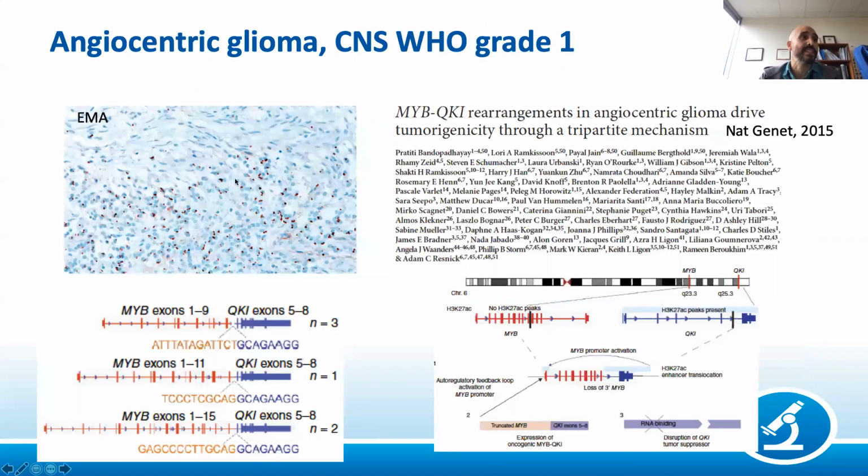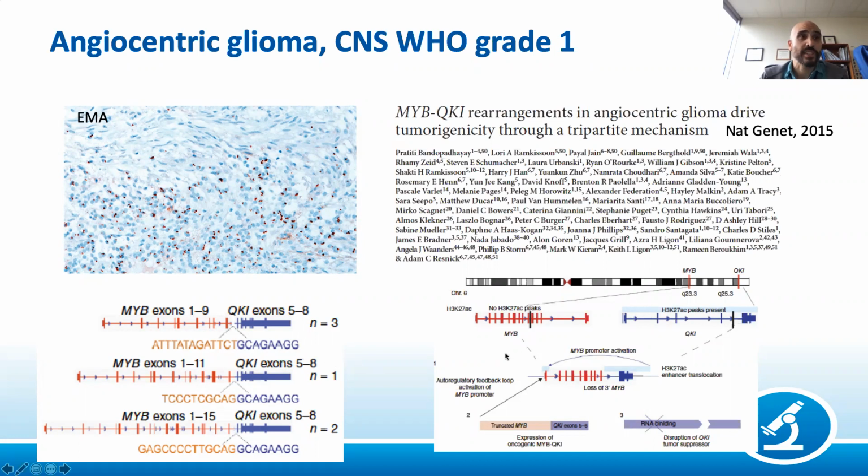In particular, they tend to have this dot and ring-like positivity for EMA, which is something that you characteristically see with ependymomas. Unlike a lot of other diffuse gliomas, these also typically stain negative for OLIG2. Mitotic rates are usually very low. These are indolent neoplasms consistent with their WHO grade 1 classification. One of the more interesting things is that they tend to be defined by a single molecular alteration involving the transcription factor MYB, in particular fusion events with the QKI gene. So these MYB-QKI fusions seem to be largely restricted to angiocentric gliomas.